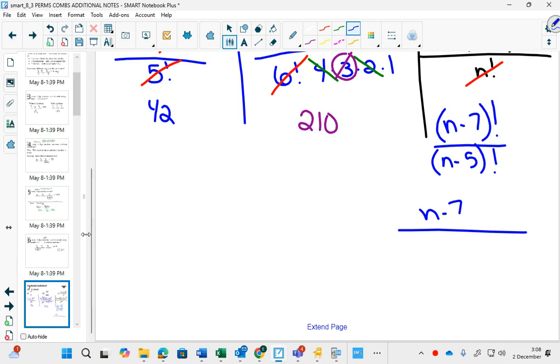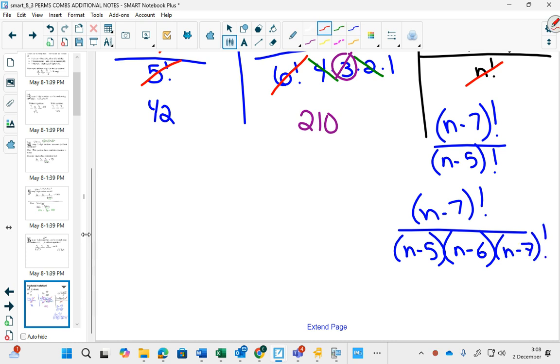So we leave the top as n minus 7 factorial. We would have n minus 5. What's 1 less than n minus 5? n minus 6. What's 1 less than that? n minus 7. And sure enough, those would cancel out. Careful. You would have 1 over n minus 5, n minus 6. What is left is in your denominator. It stays in your denominator when simplified.